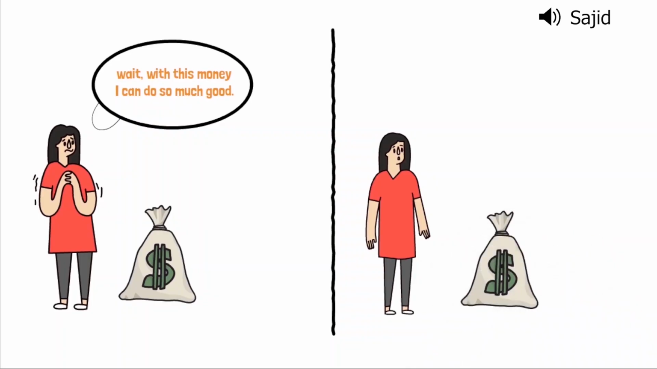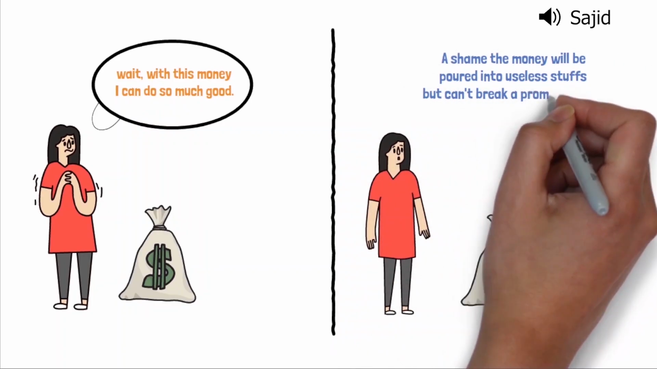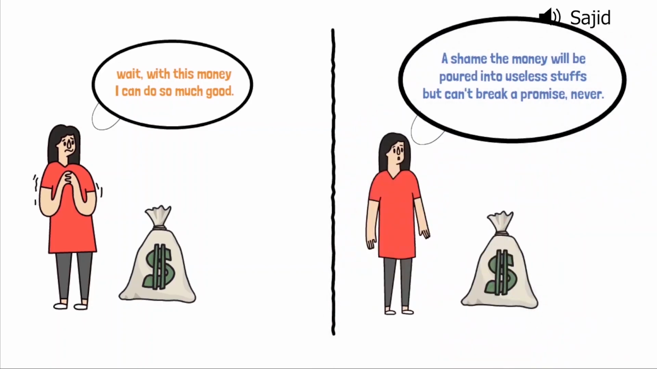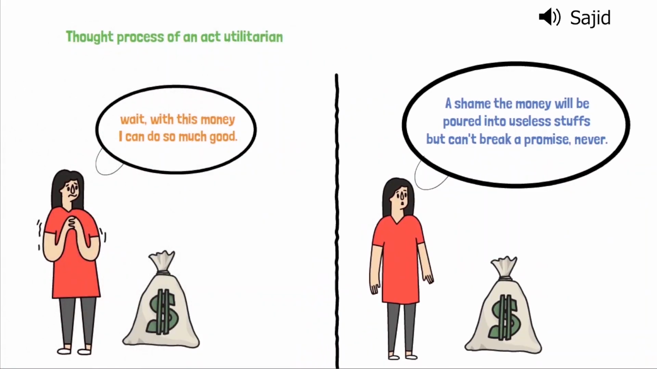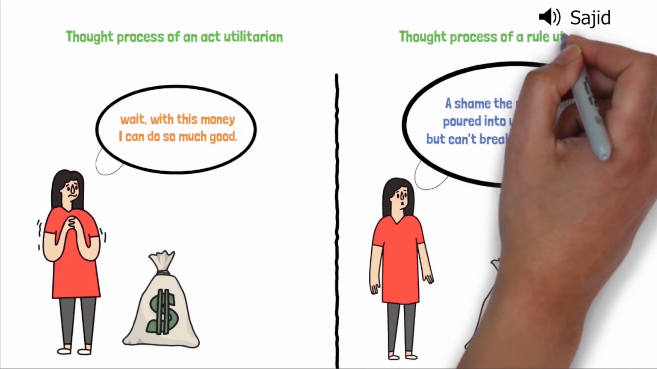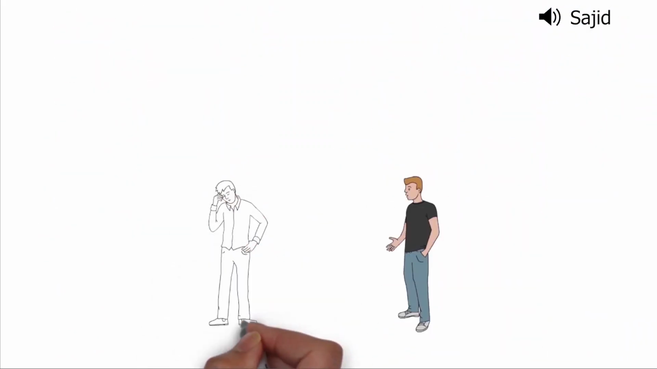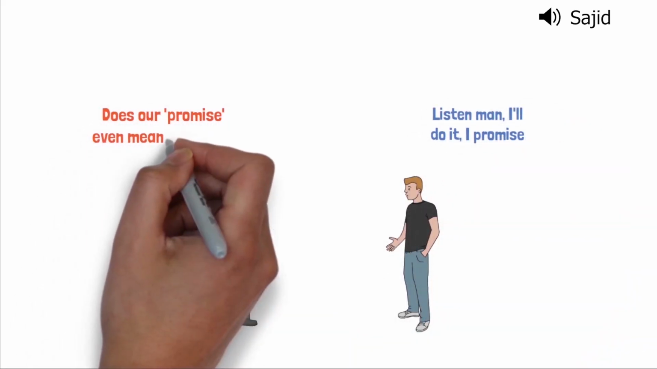But a rule utilitarian would never agree with that. Why? Because a rule utilitarian understands the future consequences of breaking such a rule. If she breaks this promise, others may stop trusting her word and consequently the people around her. Imagine a society where broken promises are common. The whole idea of a promise would lose its meaning. Nobody will believe in promises anymore.